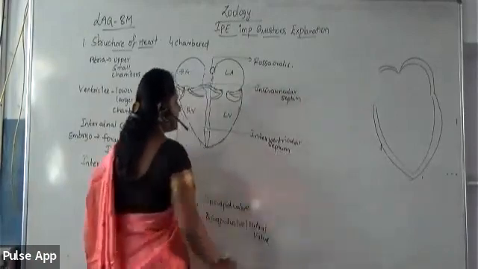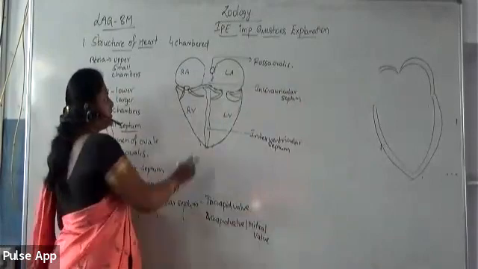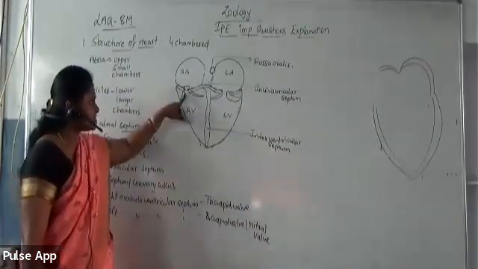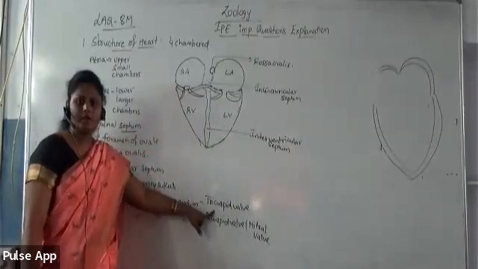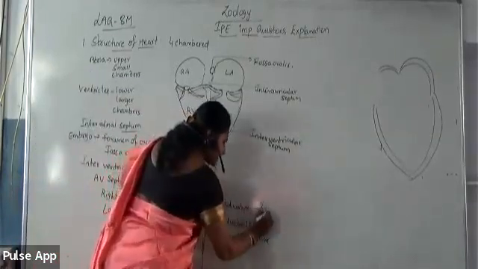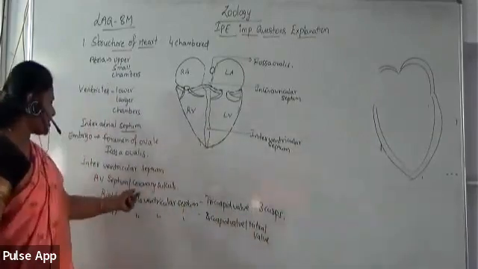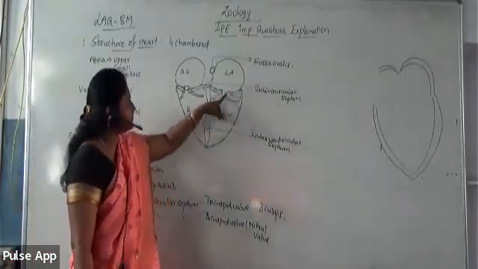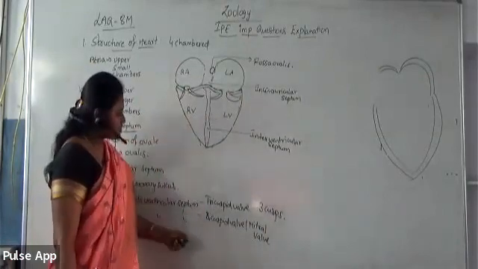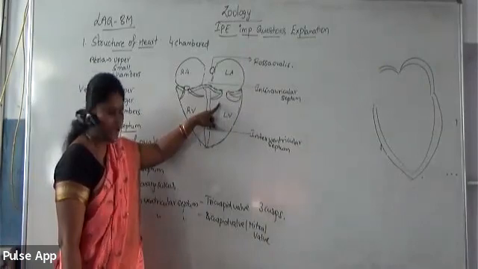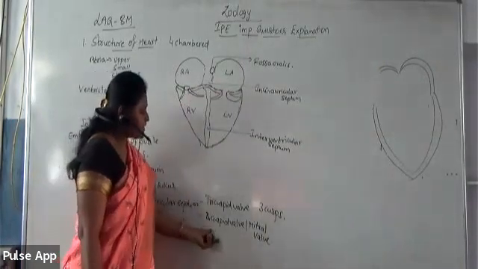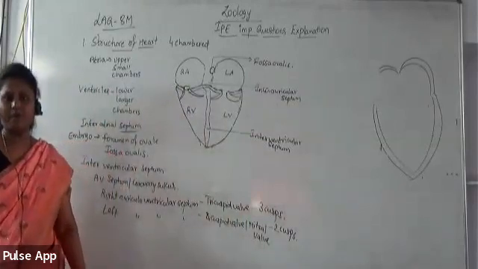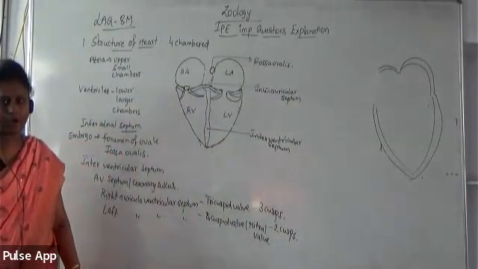The interatrial septum is thin when compared to the interventricular septum. The right atrium and right ventricle are separated by the right auriculoventricular septum, which contains an opening guarded by the tricuspid valve, so totally 3 cusps. And the left auriculoventricular septum, the wall between the left atrium and left ventricle, contains the left auriculoventricular aperture, guarded by only 2 cusps, which is called the bicuspid valve, or the mitral valve.